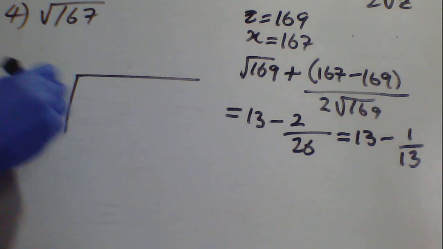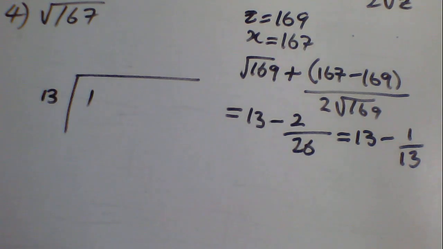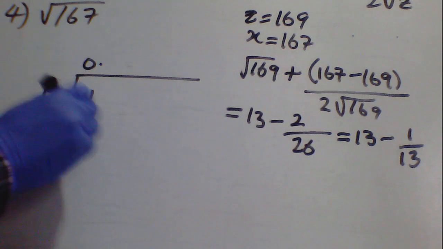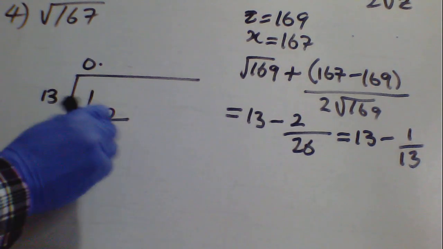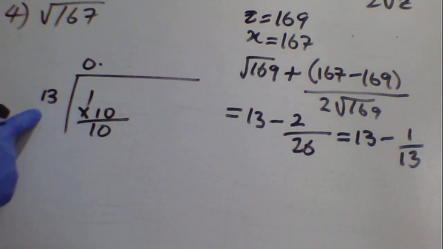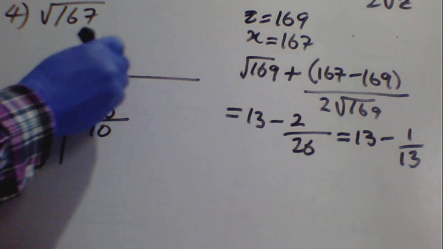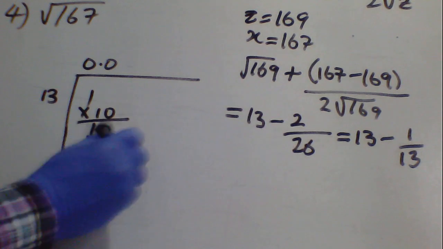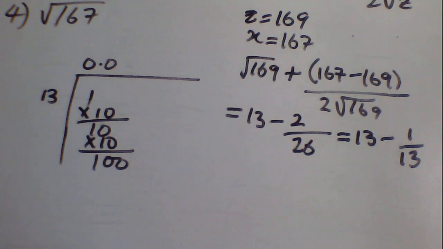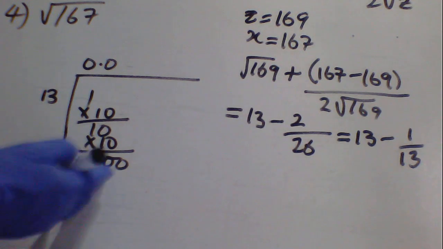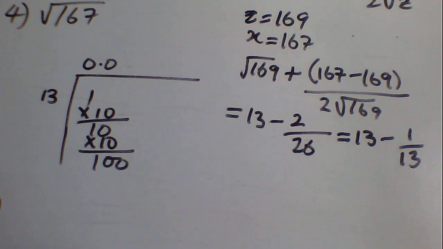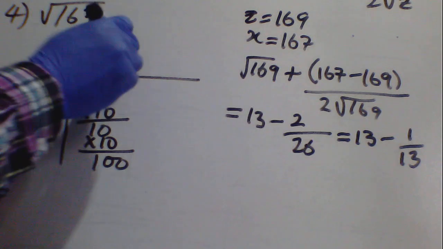In that case, you have 13, have 1 here. 1 divided by 13, it cannot go, so I put 0 here and multiply by 10. I have 10. 10 divided by 13, it cannot go. I add 0 here and multiply by 10. That gives us 100. So 100 divided by 13. How many 13 are in 100? There is likely to be 7.